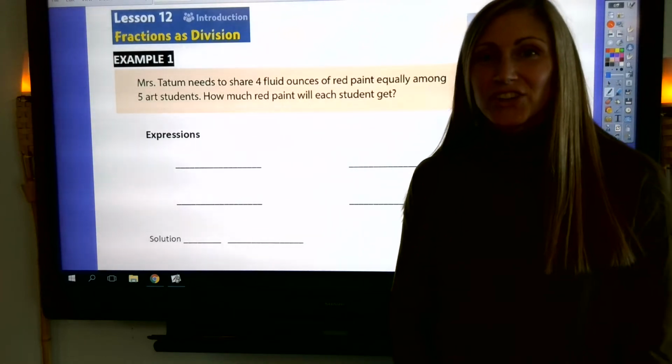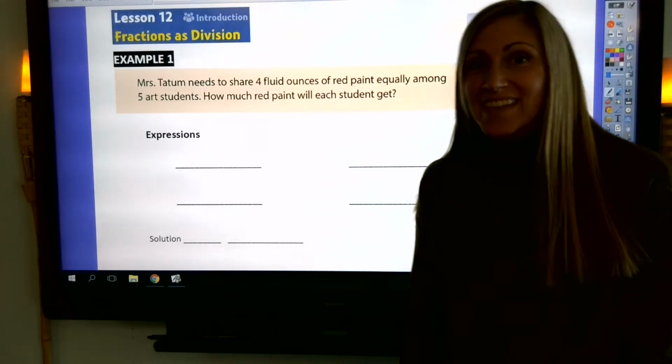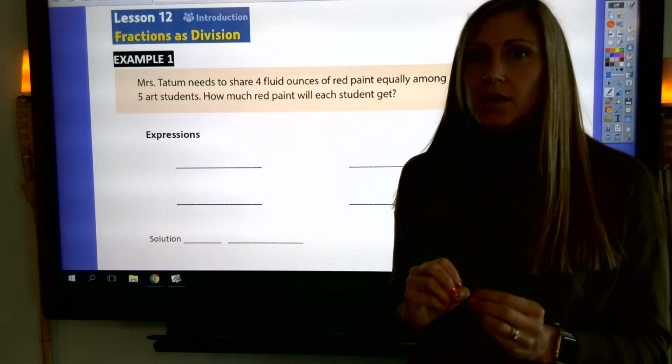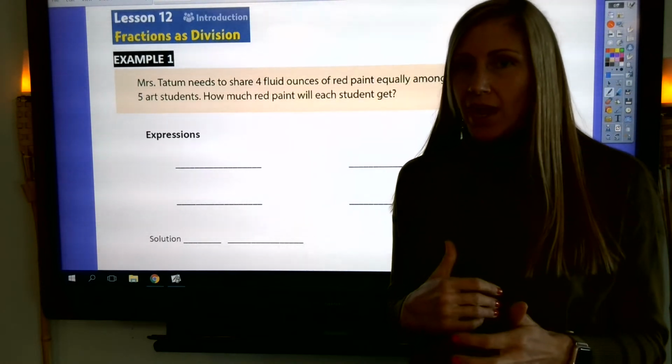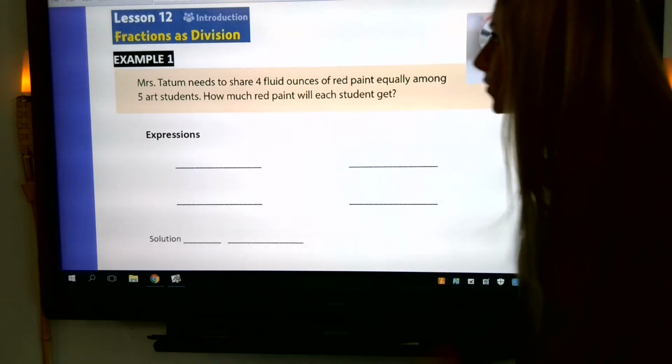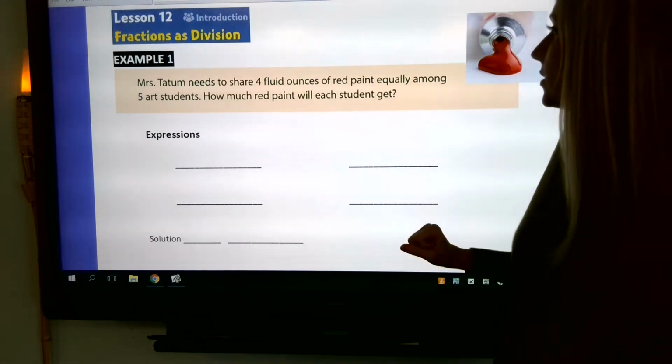Today we are going to look at fractions as division. So this is mainly thinking about story problems and how we can look at what is actually being divided and then what our answer is going to be. So we're going to first start with an example story problem here.